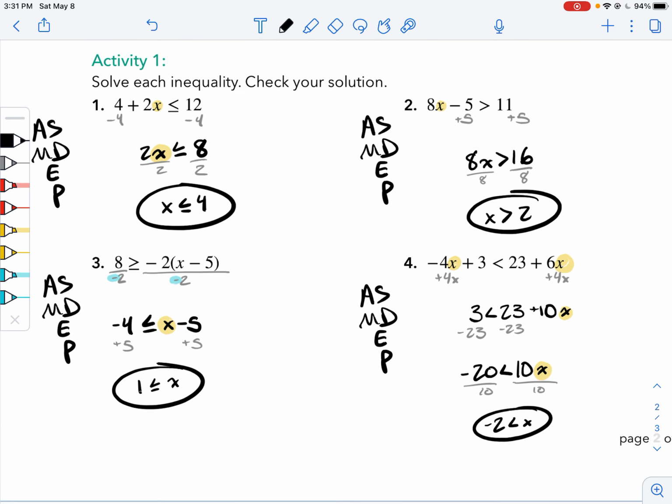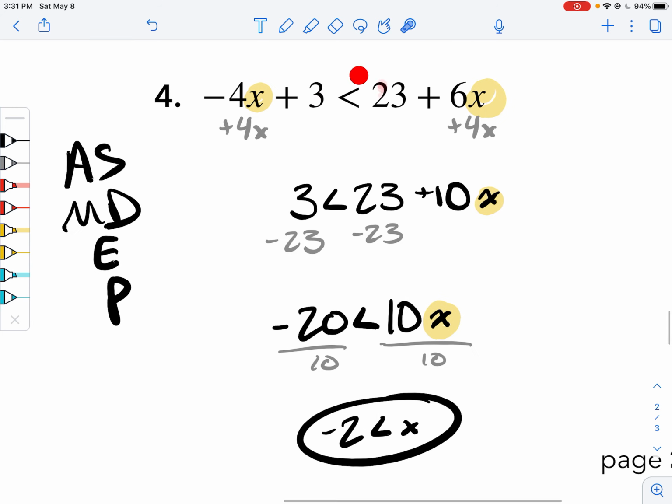So remember, when solving inequalities, you need to undo your order of operations. You need to do PEMDAS, backwards. Because solving an inequality is just like solving an equation. Just there's an inequality instead of equals.